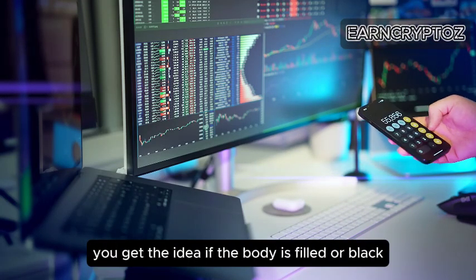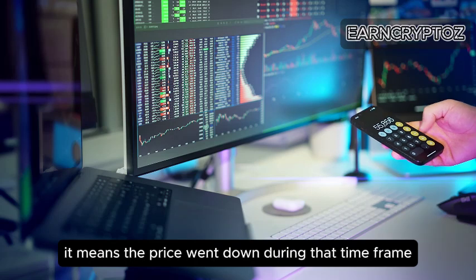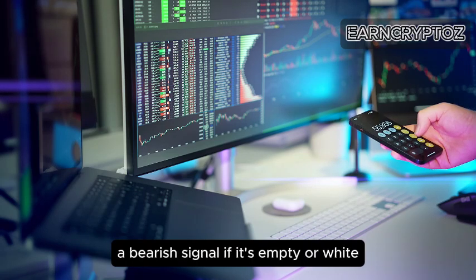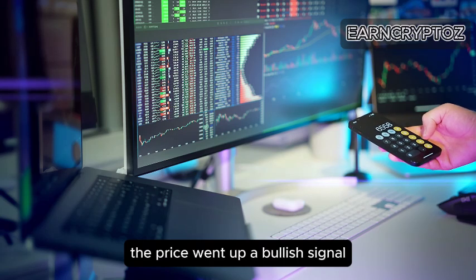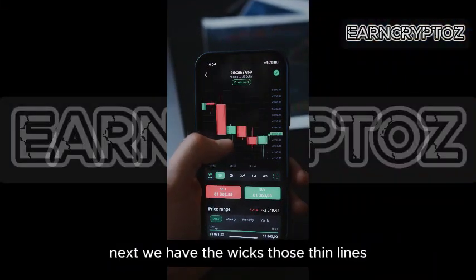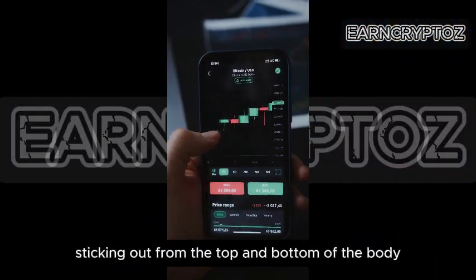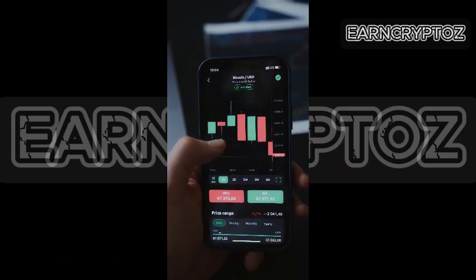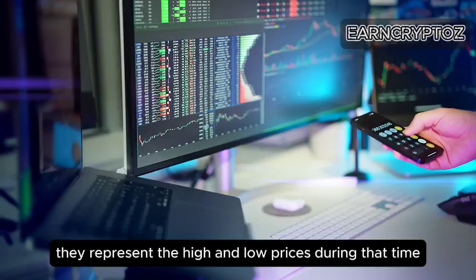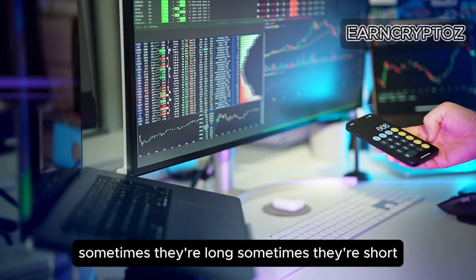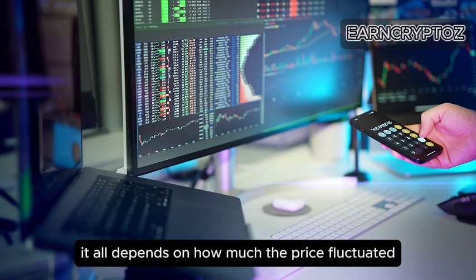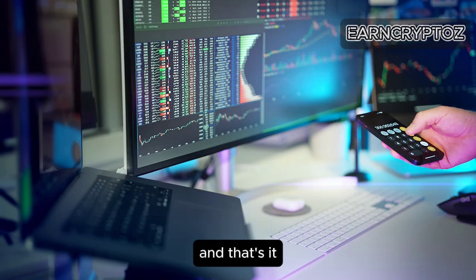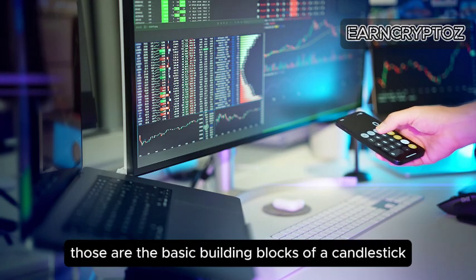If the body is filled or black, it means the price went down during that time frame, a bearish signal. If it's empty or white, the price went up, a bullish signal. Next, we have the wicks. Those thin lines sticking out from the top and bottom of the body. They represent the high and low prices during that time. Sometimes they're long, sometimes they're short, and sometimes they're practically non-existent. It all depends on how much the price fluctuated, and that's it. Those are the basic building blocks of a candlestick.